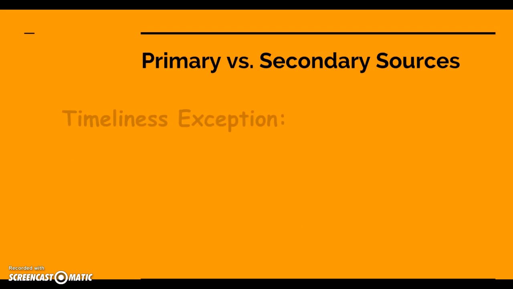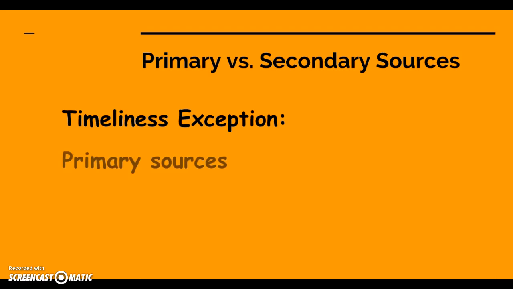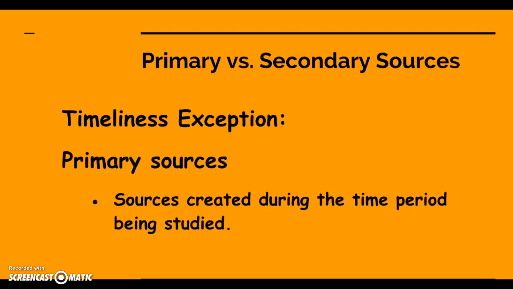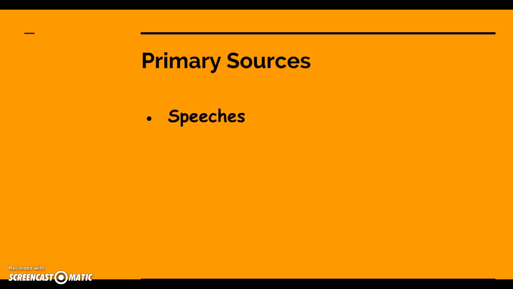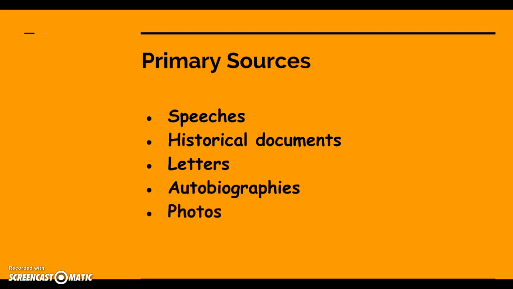There is an exception. And this is where I have to look at primary and secondary sources. I'm going to quickly go through this. You can use primary sources. These are sources created during the time period being studied. So if you're going to study the Revolutionary War, you would probably want a primary source from that time period. If you found some document written during that time period, it's okay, even though it's a few hundred years old. Primary sources can include speeches, historical documents, letters written during that time period, autobiographies, photos, public records. These are all primary sources.